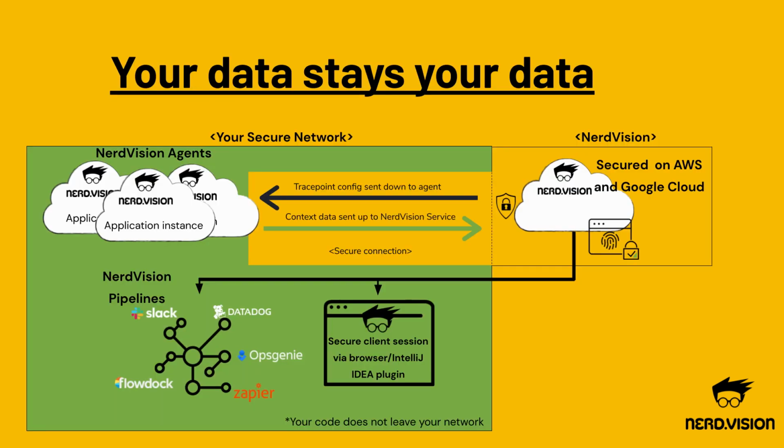Here is a view of the NerdVision architecture. You can see in this diagram, NerdVision is deployed on a user's application deployment. The NerdVision agents connect to the NerdVision service via a secure connection that is hosted on AWS and Google Cloud. The NerdVision client displays the code in your browser, but like I said, this is just cached in your browser and is directly opened from your Git provider. The NerdVision service does not see your data. Data can then be sent from the NerdVision service straight to your other tools in your stack via NerdVision pipelines.